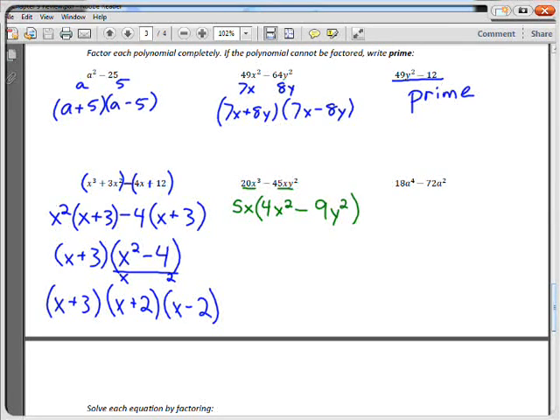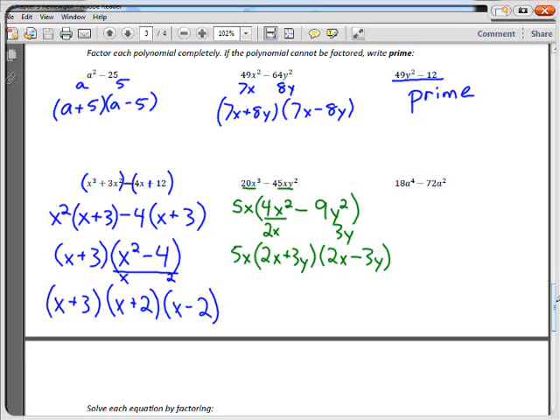Now inside the parentheses, you should recognize that that is also a difference of squares. So 4x squared, the square root of that is going to be 2x. Square root of 9y squared is going to be 3y. And so I'm going to be left with 5x on the outside, and then 2x plus 3y times 2x minus 3y. And that will be the fully factored form of that polynomial.